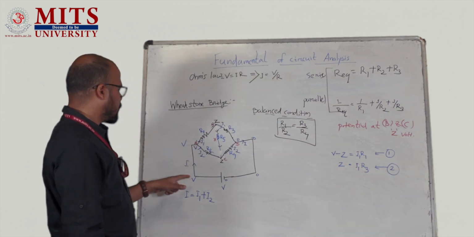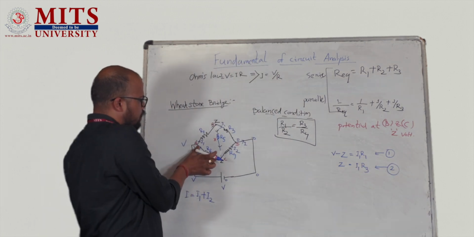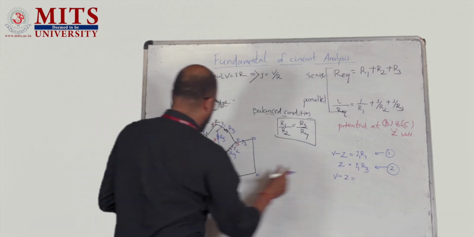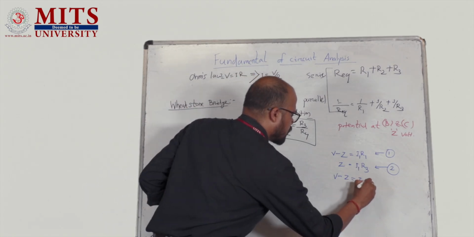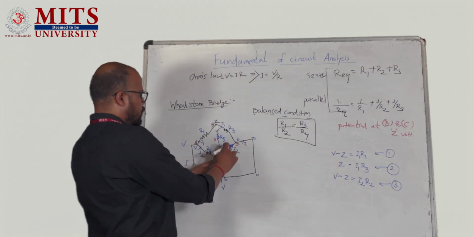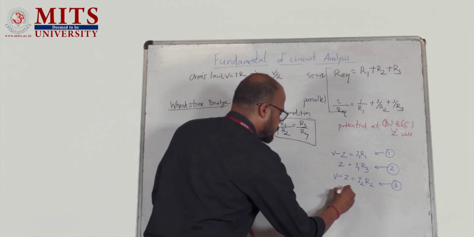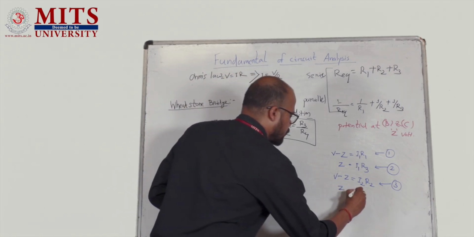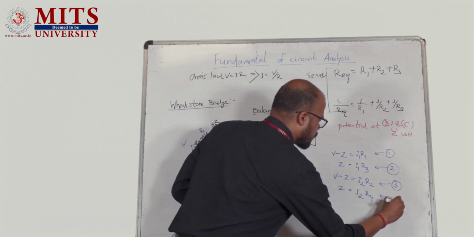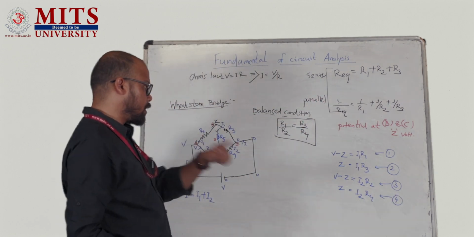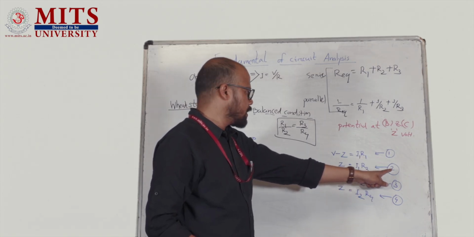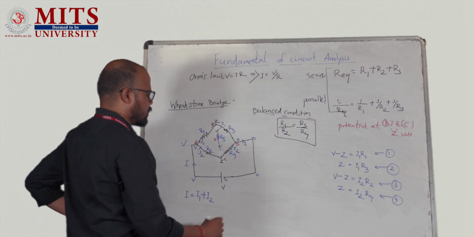Now for this branch, if you look carefully, similarly V minus Z is equal to I2 R2, equation 3 for example. And from here to here, the potential drop is Z minus 0, that is Z equal to I2 R4. Now if you divide equation 1 by equation 3, and equation 2 by equation 4, then what will we get?